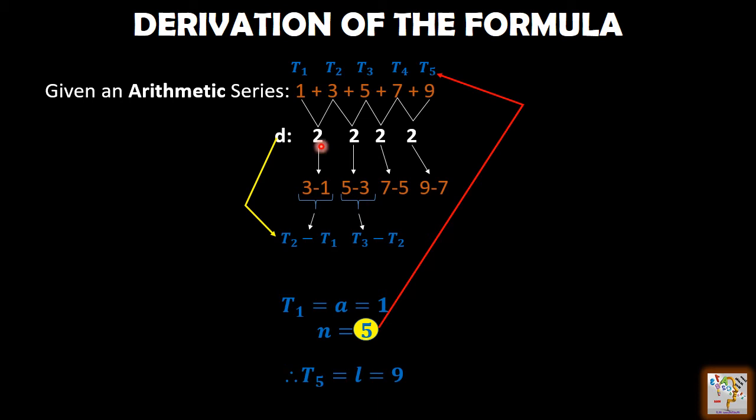Now let's check it. In this case, we know the last term. We can't just say T5 is equal to what, because we know very well that the last term is equal to 9. So instead, we can actually just write L is equal to 9. Or if I say T5 is equal to L is equal to 9, this will be correct. Okay, we know. Now, moving along.